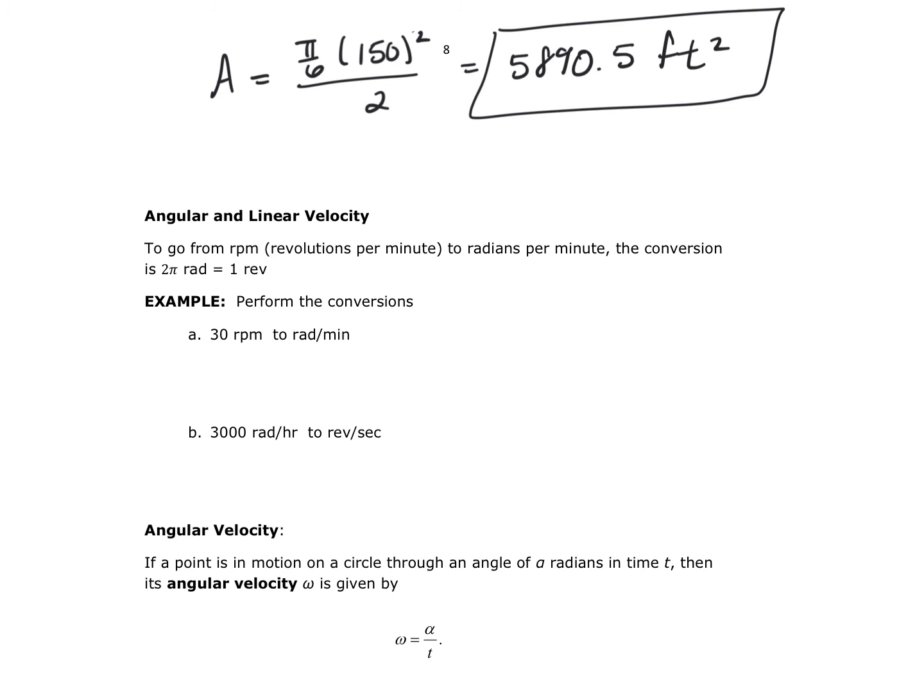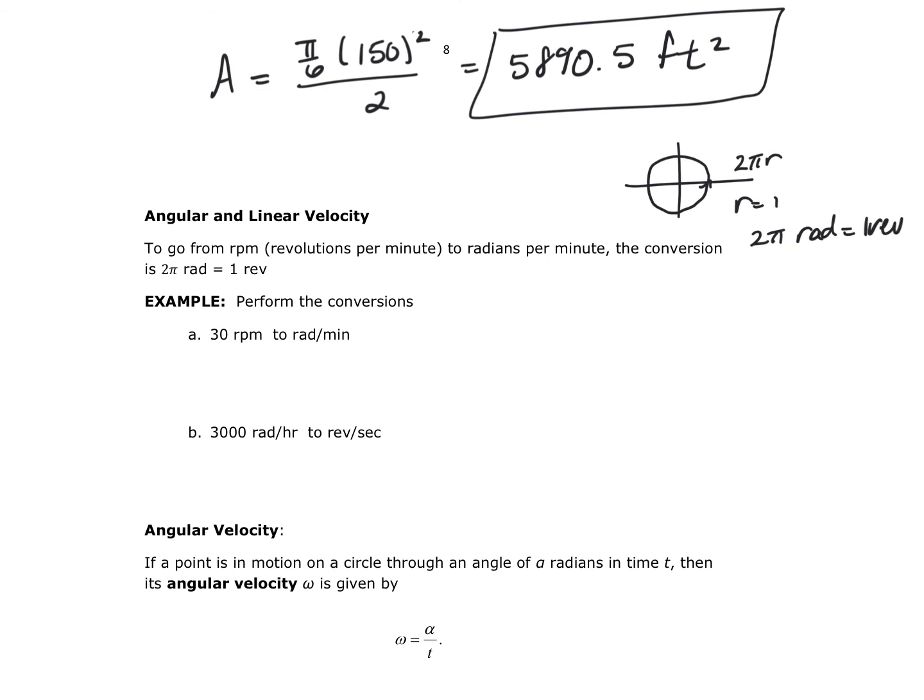All right, so angular and linear velocity. To go from revolutions per minute to radians per minute, we have another conversion. These are all on your formula sheet, so don't panic. And it kind of makes sense. 1 revolution is 2 pi radians, because we talked about that before. If we're on the unit circle, I've gone 1 full revolution. So my circumference is 2 pi r. So in other words, if r is equal to 1, I've gone 2 pi. So 1 revolution is 2 pi radians. And that makes total sense.